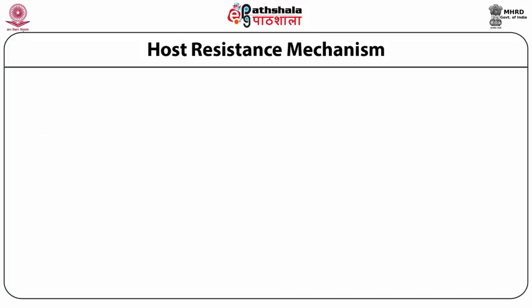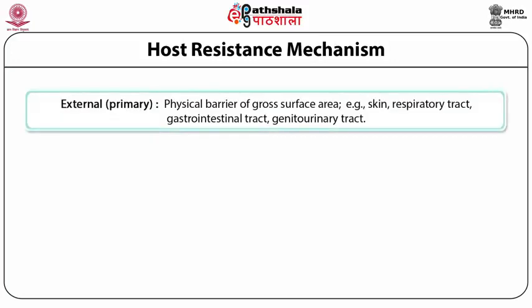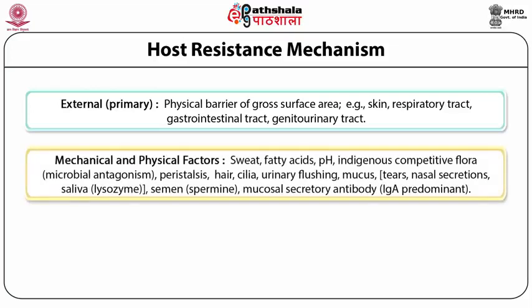The first one is external. The physical barriers prevent the pathogen from entering the body, such as skin, respiratory tract, gastrointestinal tract, genitourinary tract. So these coverings prevent the entry of pathogen inside the body. Sweat gland, fatty acids, pH, indigenous competitive flora, peristalsis movement, hair, cilia, urinary flushing, mucus. So there are different mechanisms by which the colonization of pathogens is prevented in the body, and they are flushed out of the body.